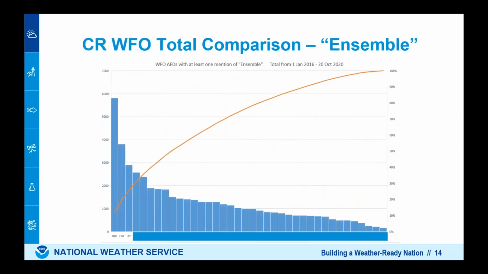And here we go with a total comparison. So I just look at ensemble in this case, totaling up from January 1st, 2016, all the way to October 20th. And this is just with at least one mention of the word ensemble in the AFD. It's similar to what we've done on our verification pages, but I left the top 3 on here: Indy, Grand Forks, and Chicago, where they've referenced ensemble a lot in their forecast discussions, and then we tail off from there. So that's all I have for this presentation.